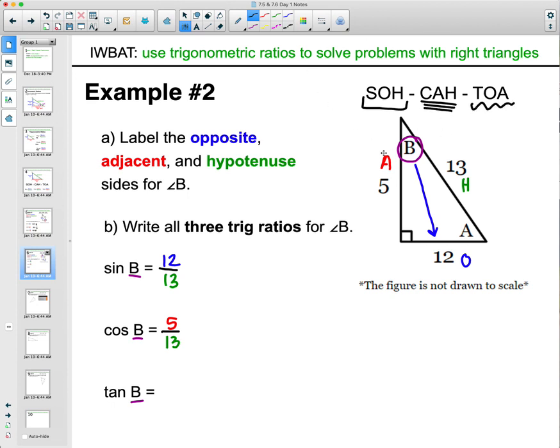Next is the tangent function. So the tangent function is the opposite of B, which is the 12, over the adjacent to B, which is the 5. And then we can just leave these as fractions. If you could reduce them, if there were any common factors, you could do that as well. If it asks for a decimal, you could just divide these to come up with the decimal version. But generally, when we're writing the ratio, we'll just leave it as the fraction.